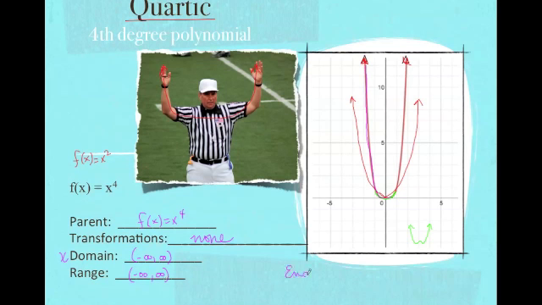For our end behavior, as x approaches negative infinity, so as you're moving this way on the number line, the values are increasing to positive infinity also. And as x approaches positive infinity, the function itself also approaches positive infinity.